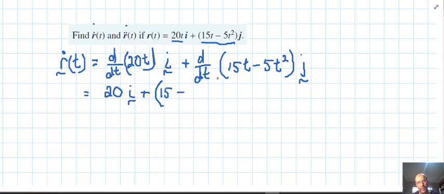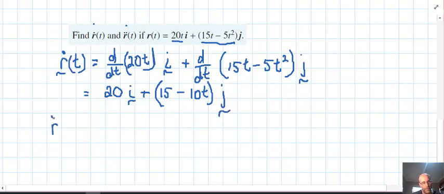If you're watching this video, you should be able to do this in your head, so not 2 by 5, just go 10t. Now please group that together because it's all j. Okay, so that's r dot t. So for the second derivative, we use the interim result above, so we're finding the derivative.